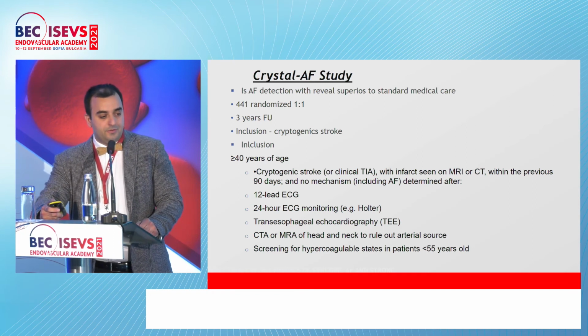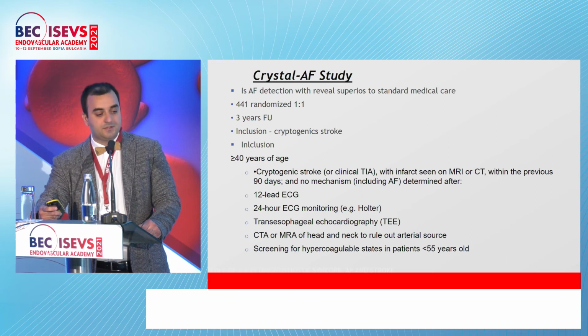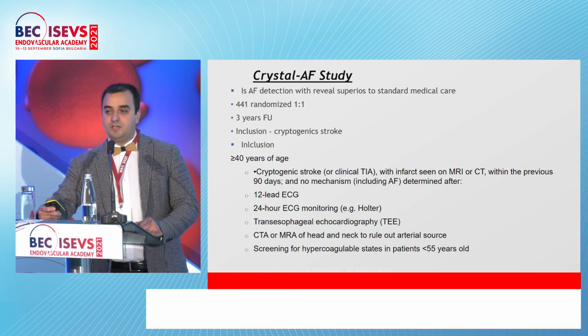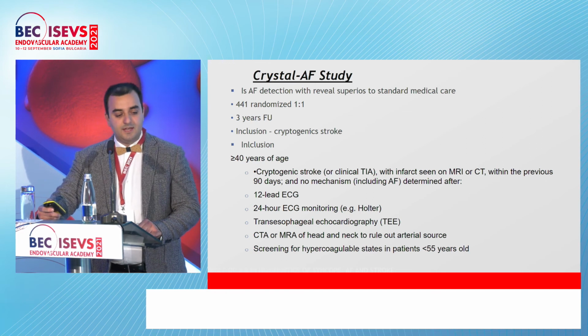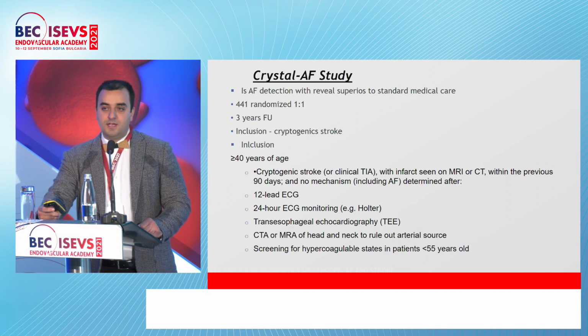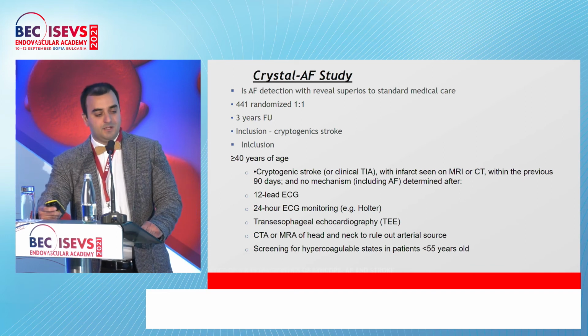I want to show you this incredibly good study. It's called the CRYSTAL AF study. It's a really well-designed study, with clear cryptogenic stroke patients. They have a brain infarct seen on MRI or CT, and this is documented within the previous 90 days.